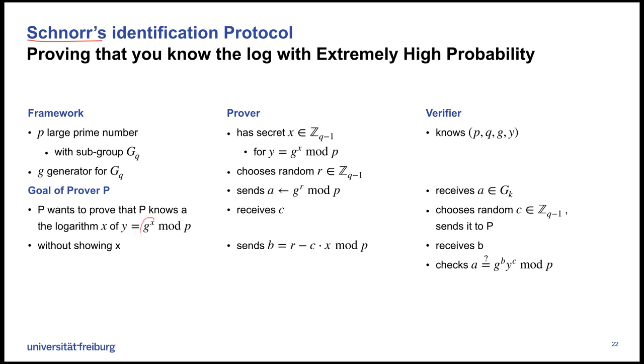Again, we want to show that we know this g to the x, and what we do is, again, we commit ourselves to some random number. So we are committing ourselves again to this A. Now we get a challenge from a larger space. So we have a challenge C, which is not just 0 or 1. And then we basically send the same answer, and then we check this equation.